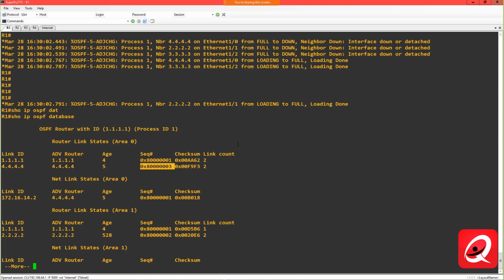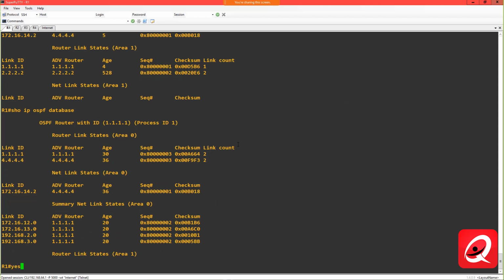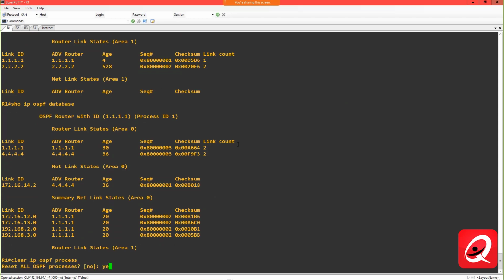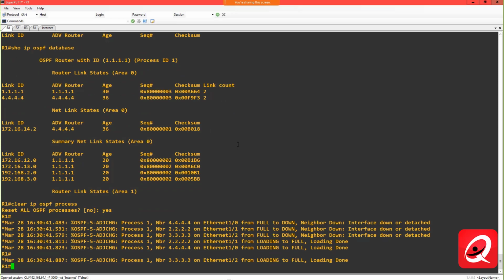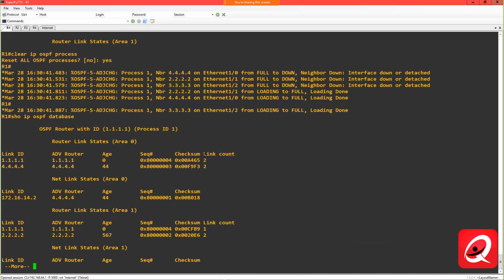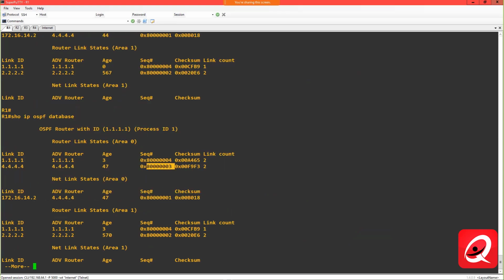adjacency came up between router 4 and router 1. So every single time I reset router 1's OSPF process, you'll see that that age will increment by another value. Excuse me. All right, so if I go back to my database, I can see that, well, it didn't go up to 4. That's interesting. We could clear the process on router 4, and that would cause that to increment.